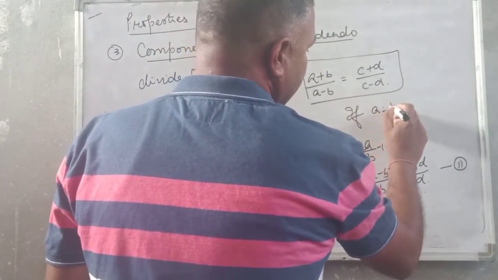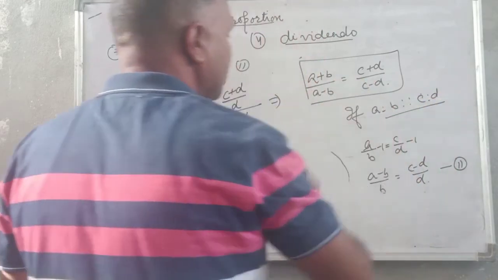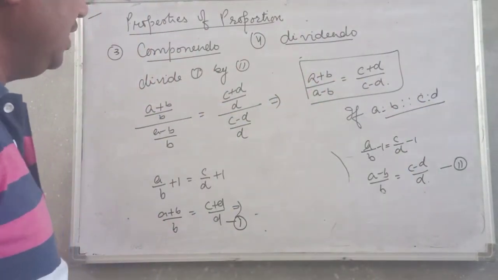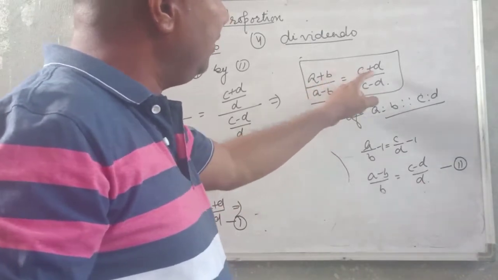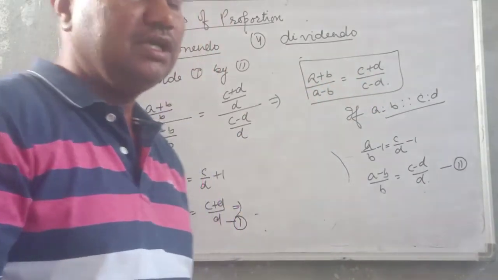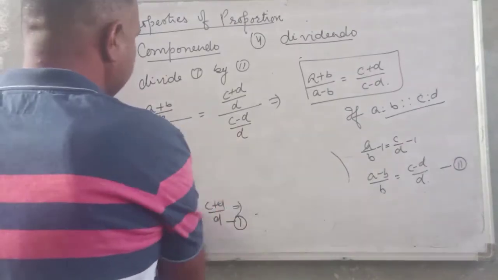This property is componendo and dividendo. If A is to B and C is to D. इस प्रॉपर्टी को बोलते हैं कंपोनेंडो. एक बार ये इसमें ऐड हो जाता है, फिर उसी में सब्ट्रैक्ट ऐड हो जाएगा और सब्ट्रैक्शन हो जाएगा. ये प्रॉपर्टी होती है कंपोनेंडो एंड डिवाइडेंडो रूल.